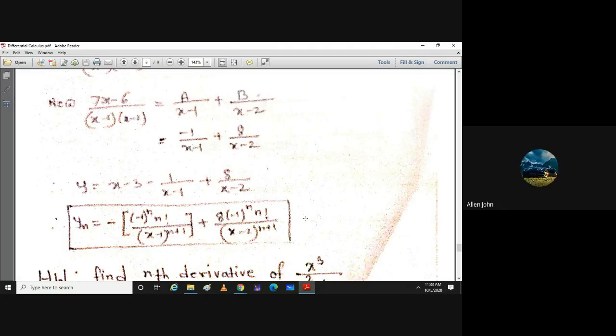Sir, why did you take minus common? How is minus coming common? In this step, this minus she has written, this minus, 1 upon x minus 1. After that, when you're deriving nth derivative of y, this minus as it is, so that is outside. Achha, it's only for the first term. Okay, yeah, sorry. I thought it was for common. Sorry, sir, my bad.